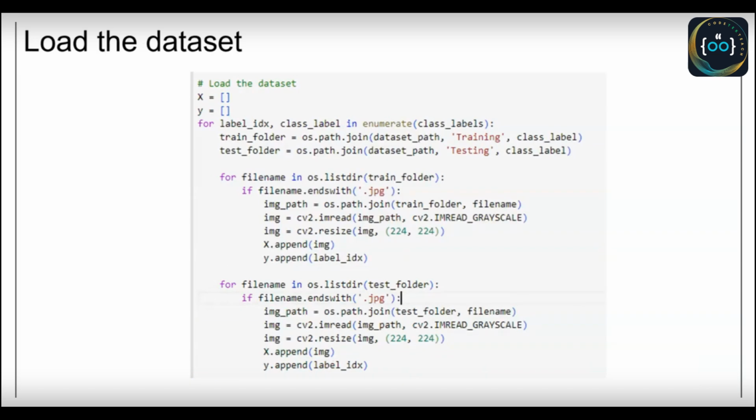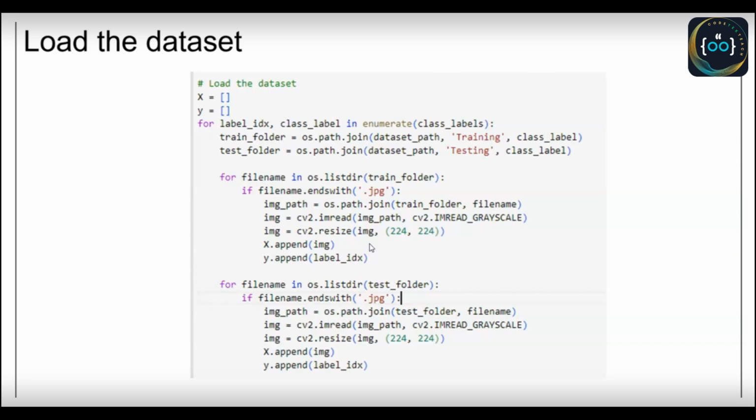We iterate over the training and testing folders for each class label. This block of code reads the images, converts them to grayscale, and resizes them to a fixed size of 224 by 224, and then appends the image data and corresponding labels to the X and Y lists.